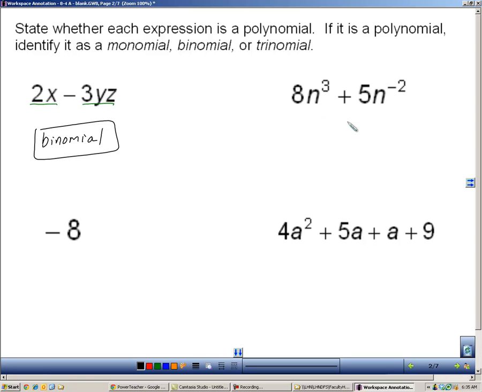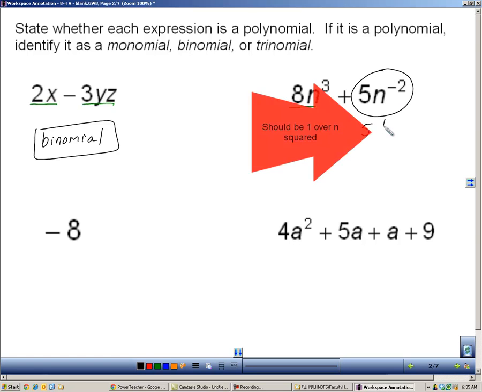Over here, this one, I see one term here, but this second term is interesting because 5 times n over 2 is really 5 times 1 over n. And remember, we can't divide by a variable. So this second one here is not a polynomial.